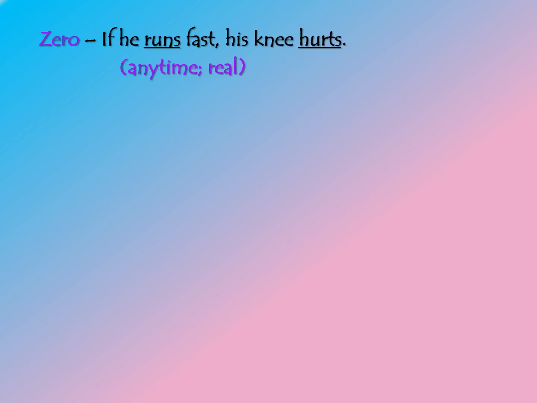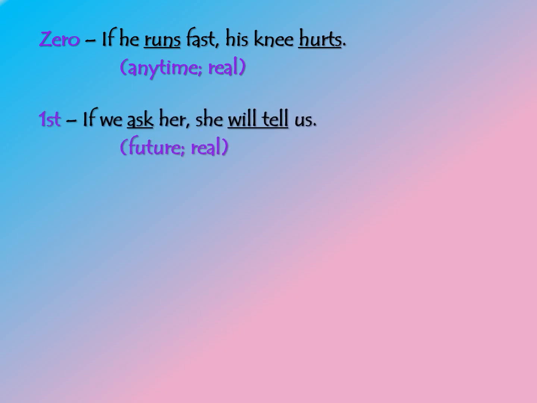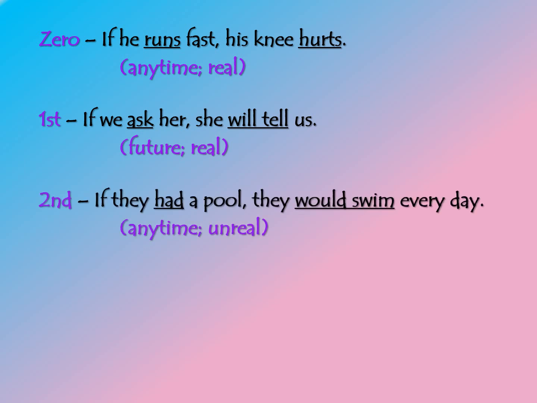Let's have a quick look at some examples of those conditionals, thinking about the time references. Zero conditional. If he runs fast, his knee hurts. That is a real situation that is always true. First conditional. If we ask her, she will tell us. That's a real situation, talking about the future.